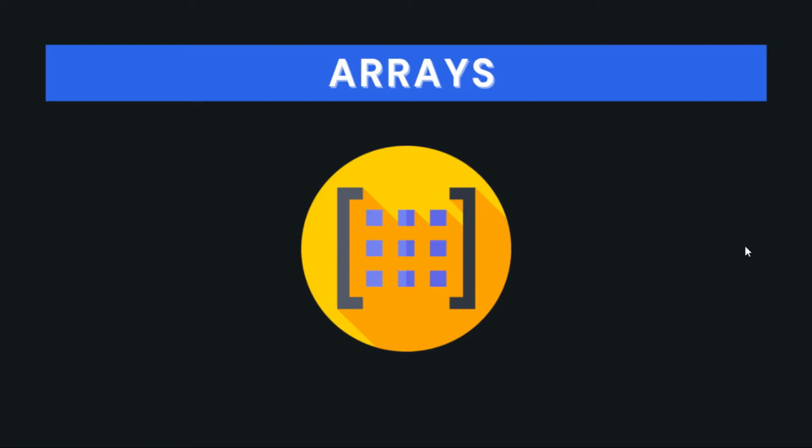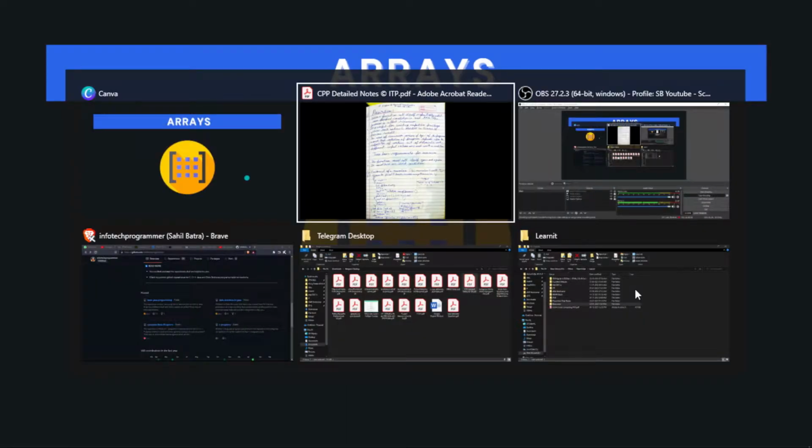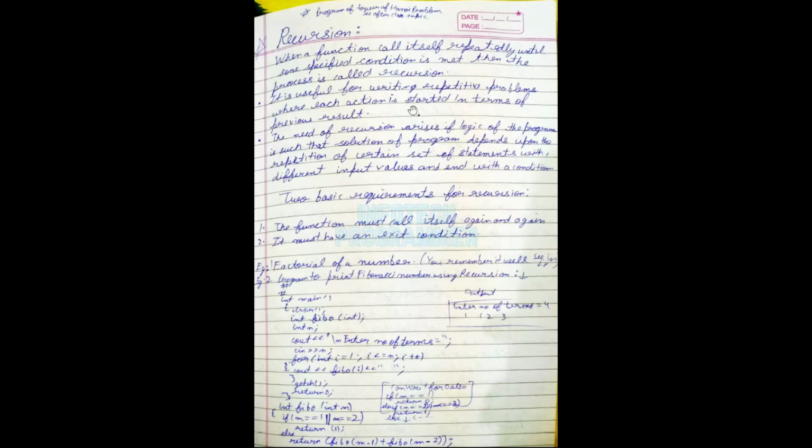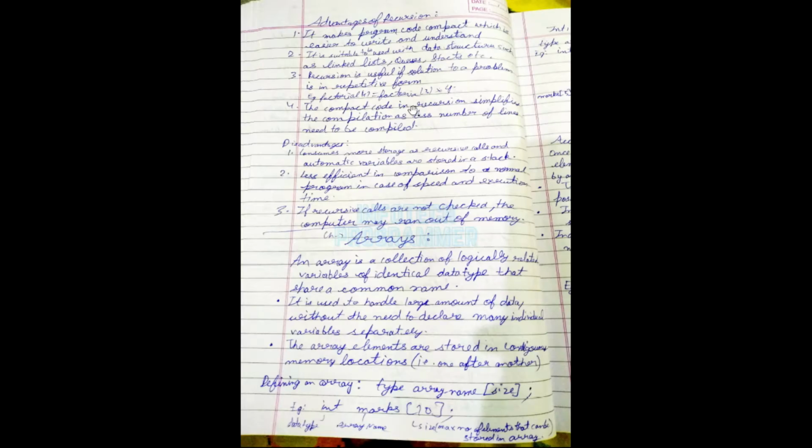Then we have the concept of arrays. After finishing the control statements, you must know what arrays are. You will start with arrays. You will see how to add values, how to delete values, and how to use arrays. I have the concept of recursion, and after recursion we have arrays.